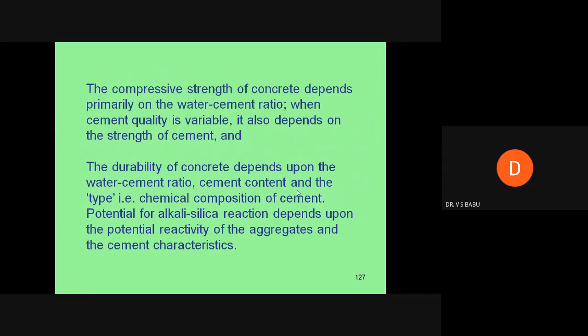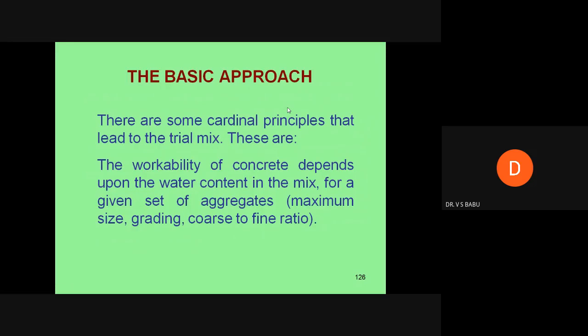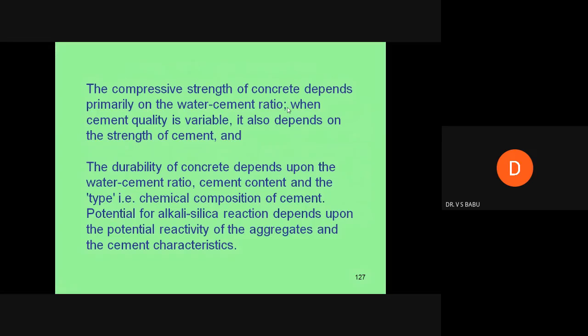Okay. Now the second property is compressive strength. The compressive strength of the concrete depends primarily upon the water cement ratio. In the earlier slide, I told you that the more water, the more your workability will be. But in the second slide, I am telling you the contradictory statement. The compressive strength of concrete depends primarily on the water cement ratio, when cement quality is variable. It also depends upon the strength of cement, and the durability of concrete depends upon the water cement ratio.